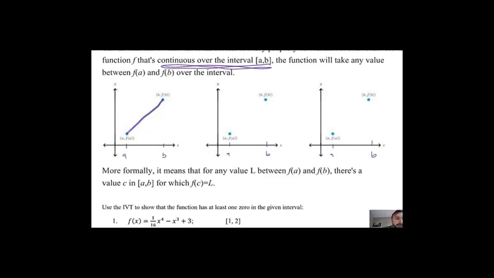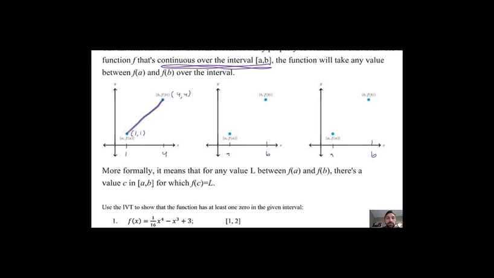So to help you see that a little bit, let's say this was 1, 1, and this point is 4, 4. All it's saying is, if it's continuous from this point to this point, then it's got to hit every y value between 1 and 4. So somewhere in there it hits 2, somewhere in there it hits 3, somewhere in there it hits 2.1. It guarantees that you hit all of those y values in between.